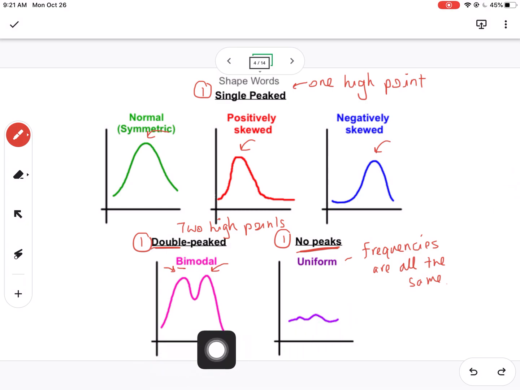So bimodal means it has two high points. Uniform means that the frequencies are all the same. It's basically pretty flat. If it's either of these two, that's all you need to say to describe the shape. If your graph is single peaked, we need to distinguish if it's normal, positively skewed, or negatively skewed.